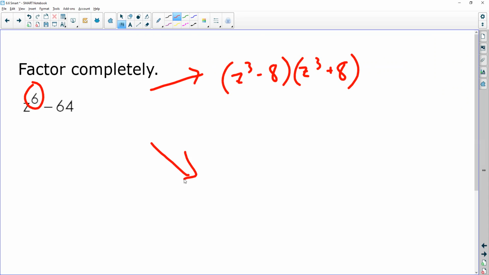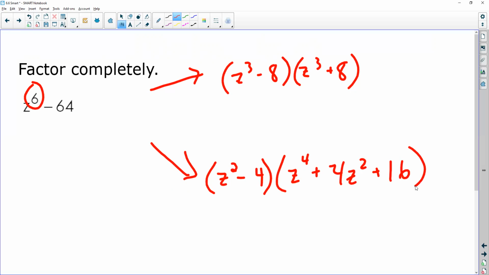And as a difference of cubes, it would be z squared minus 4, z squared plus 4z squared plus 16. And you would know at this point, this is also a difference of squares. You can keep on going, okay? So you're going to keep breaking things down. I just don't want to belabor the point here. We can talk about it in the discussion if you want to look at it further.